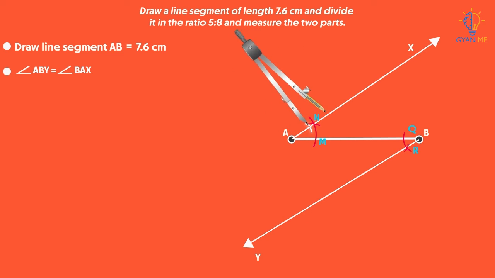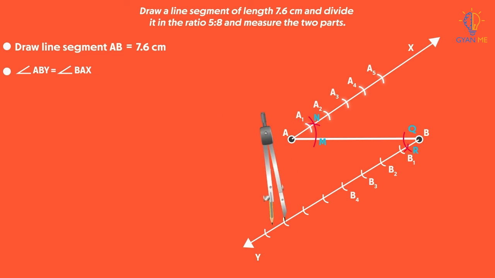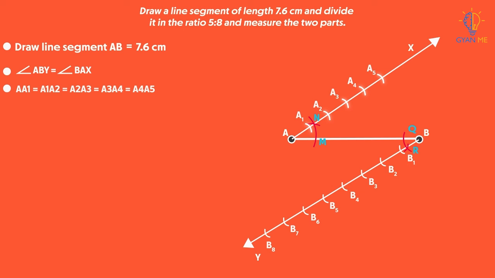Now locate 5 equidistant points A1, A2, A3, A4, A5 on AX with a compass, and keeping the radius same, mark 8 equidistant points B1, B2, B3, B4, B5, B6, B7 and B8 on BY such that AA1 equal to A1A2 equal to A2A3 equal to A3A4 equal to segment A4A5, which is equal to BB1 equal to B1B2 equal to B2B3 equal to B3B4 equal to B4B5 and so on.